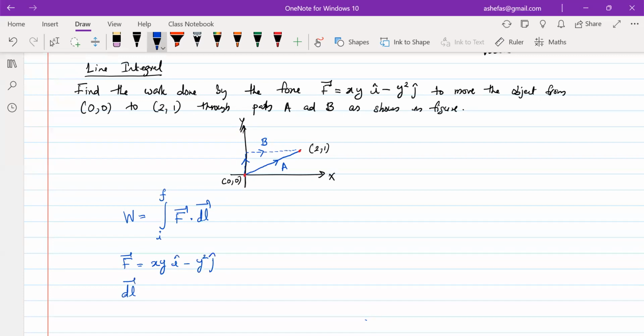And how can we write dl? dl can be written as dx i + dy j, because dl is an infinitesimal line element, so in general we can write it as dx i + dy j. Then how can we write F dot dl? F dot dl would be xy dx − y² dy. Now I have to integrate this F dot dl through path A as well as through path B. So first we can do through path A.